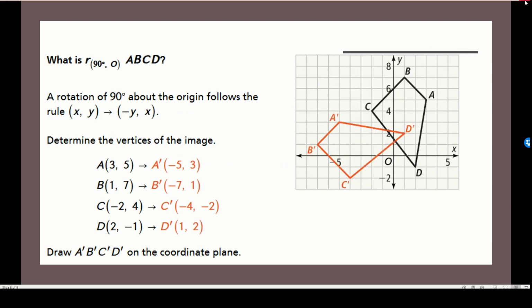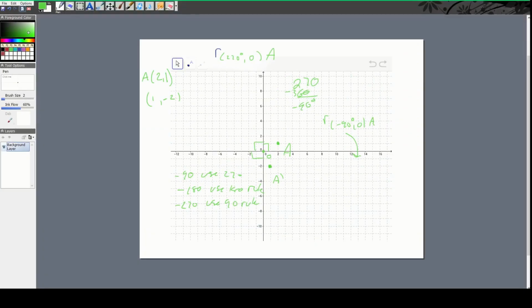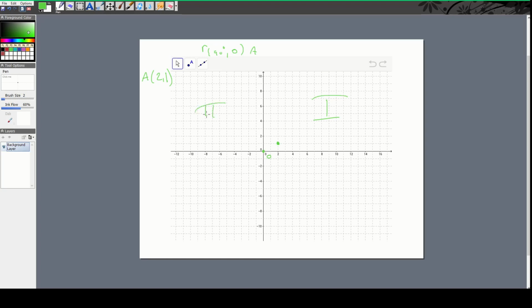I wanted to show you one other thing, but I don't need the PowerPoint anymore. So really quick, let's talk about why counterclockwise is a positive rotation, and kind of like I said a few minutes ago, some of this other stuff. Okay, so we all know this is quadrant 1, this is quadrant 2, this is quadrant 3, this is quadrant 4.